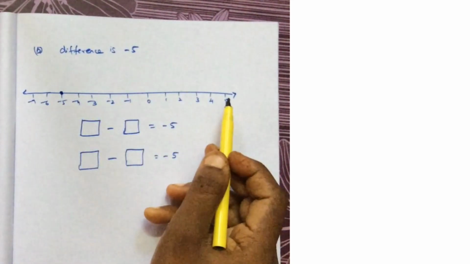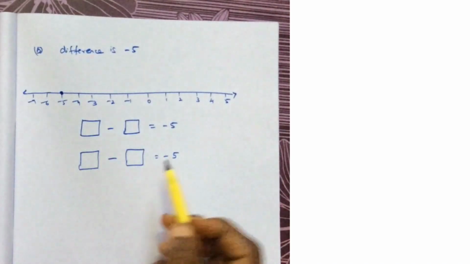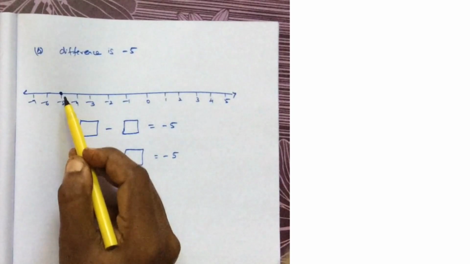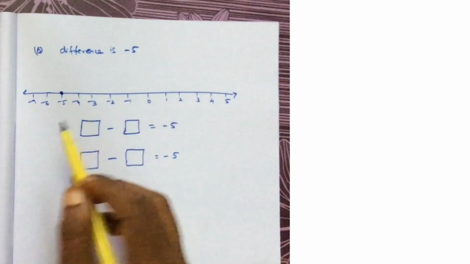Here is a number line. I have marked minus 5 here. I am going to write a pair of integers whose difference is minus 5. So here it is minus 5. You can start from here, you can go from here, or you can start from here. Let me try both.